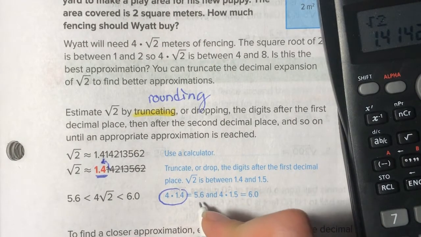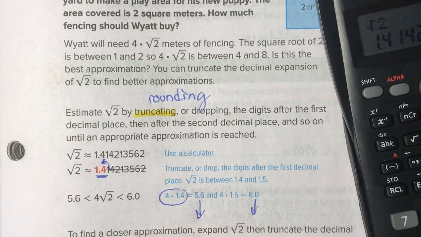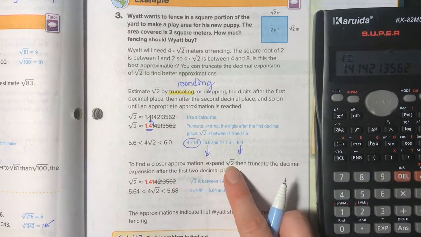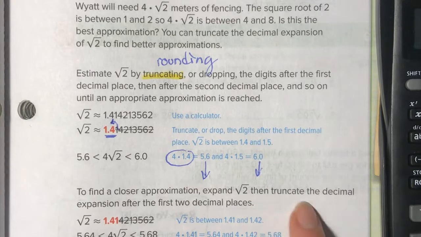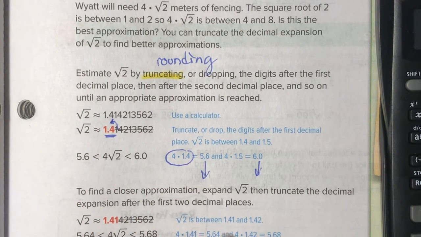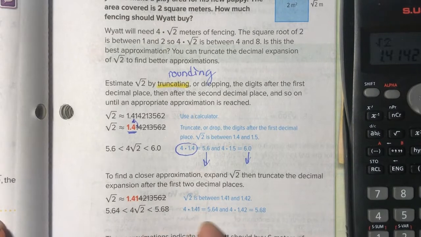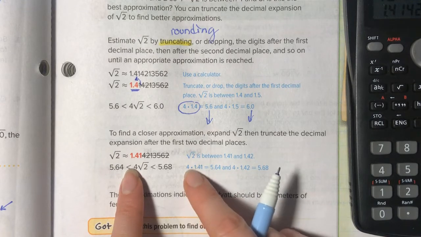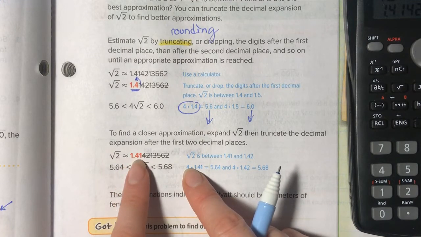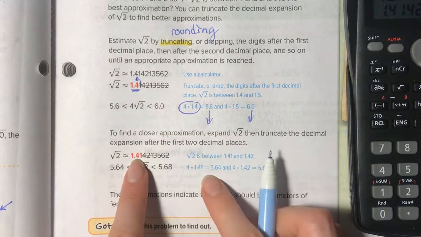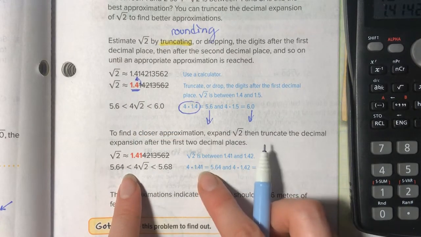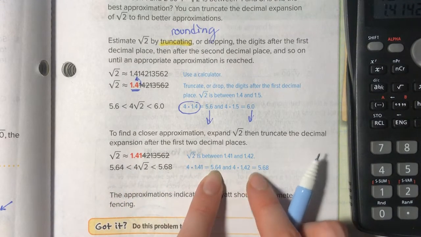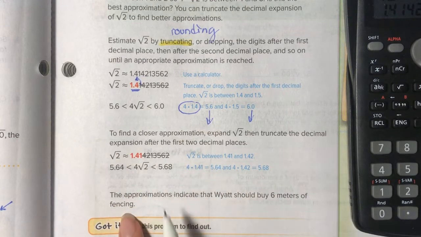Okay, so they have two options. You want to pick this one or this one. Okay, let's see what they say. To find a closer approximation, expand square root of 2, then truncate or round the decimal after the first two decimal places. So they did 1.41. So before they only did 1.4. So 1.41 times 4 and 1.42 times 4 equals 5.6 or 5.64.